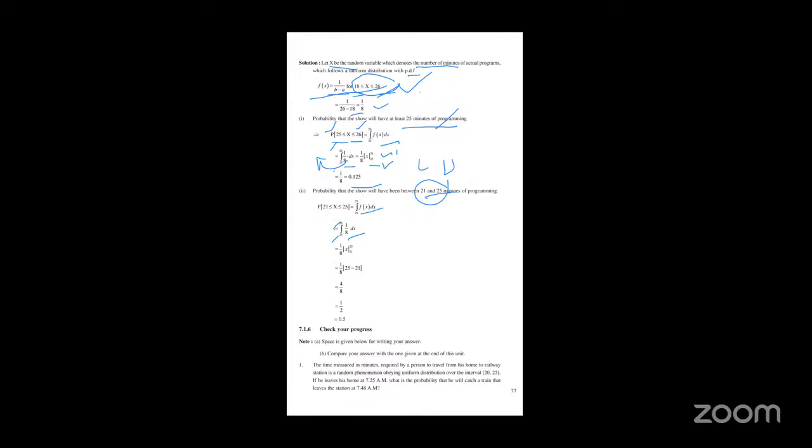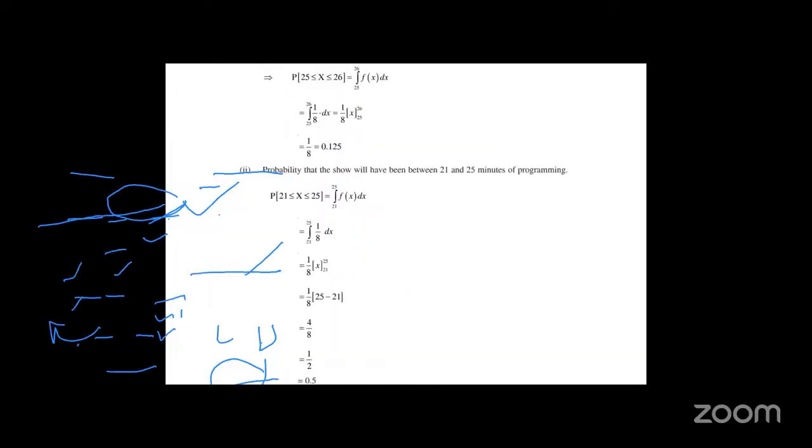So again, 1 by 8 comes outside, then it becomes integration from 21 to 25 of 1 into dx. If we do differentiation of 1 into dx, it becomes x. So x into what is the upper limit and lower limit? It is 25 and 21. We'll substitute 25 and 21. So it becomes 4, and 4 ones are 4, 4 twos are 1 by 2. 1 by 2 is half, means 0.5. Sorry, 0.5.